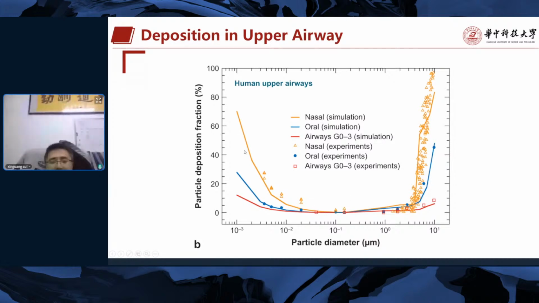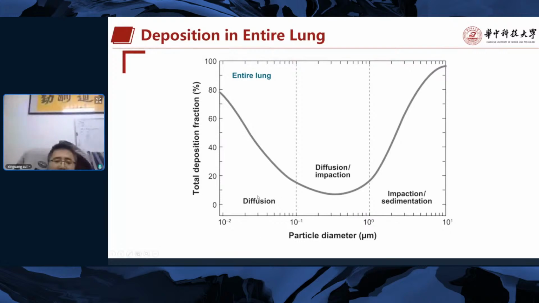But for the nanoparticles, they can also deposit in the upper airway. But for particles between maybe 10 nanometers and maybe 3 micrometers, they cannot be easily deposited in the upper airway, and then they can go inside to the lung. But the deposition mechanism is different.